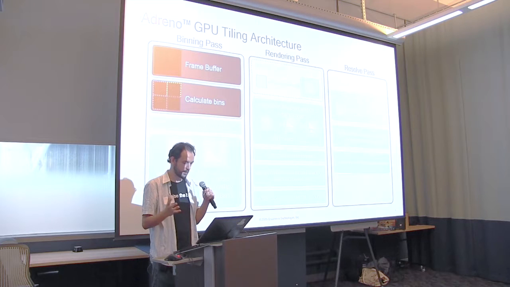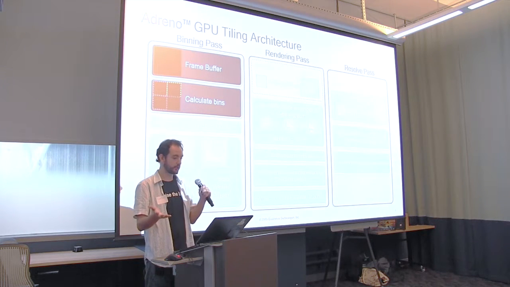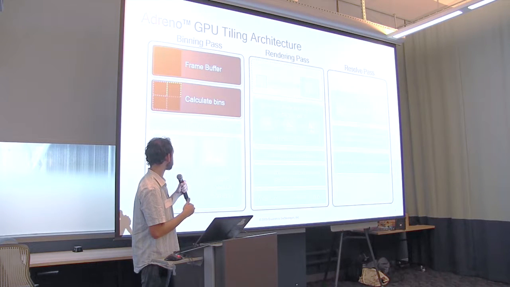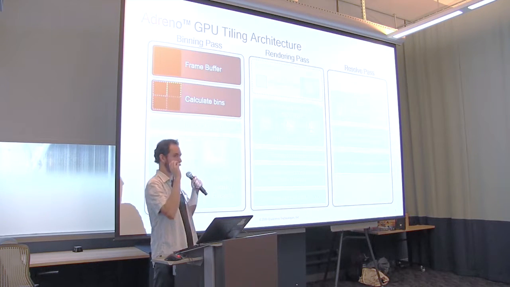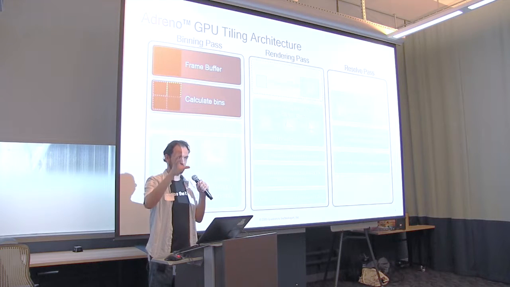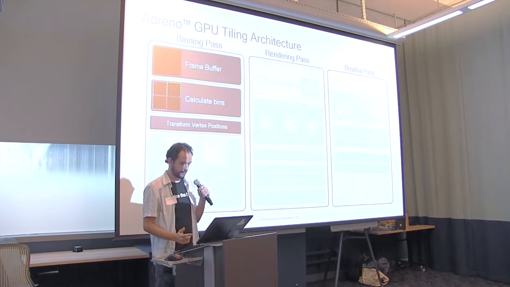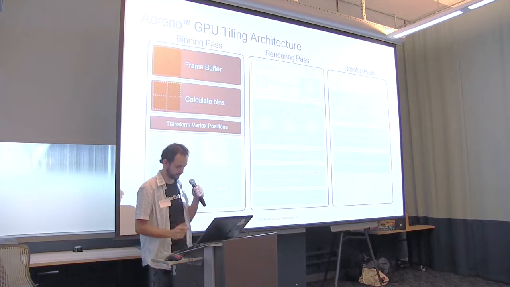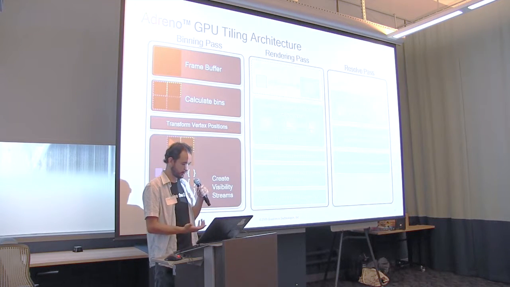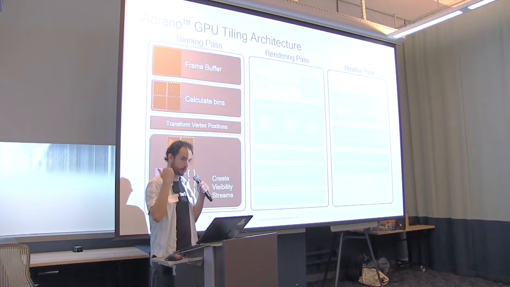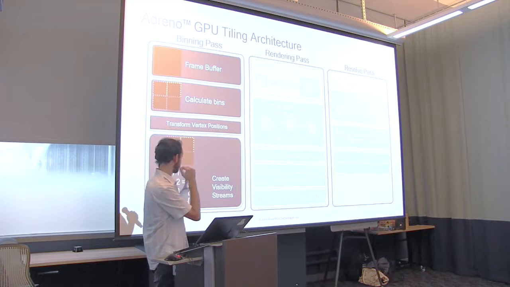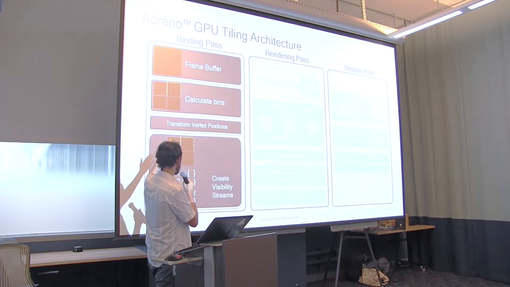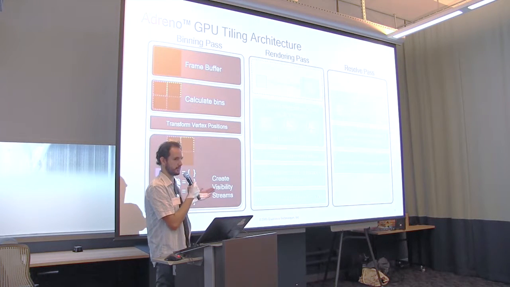Once it does that, it grabs the vertices of the triangles that you're going to be rendering, and it's going to transform them into the positions based on the viewport from where you're looking. And then it starts creating what's called a visibility stream. So basically, it goes draw call by draw call, gets the first draw call, and for each one of the bins, it calculates which bin actually contains that triangle.